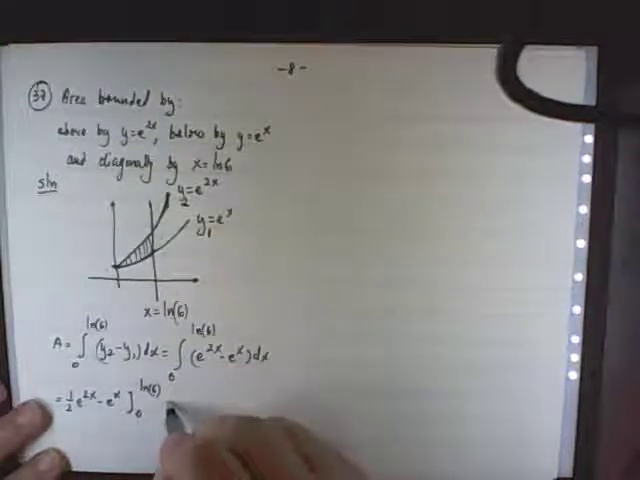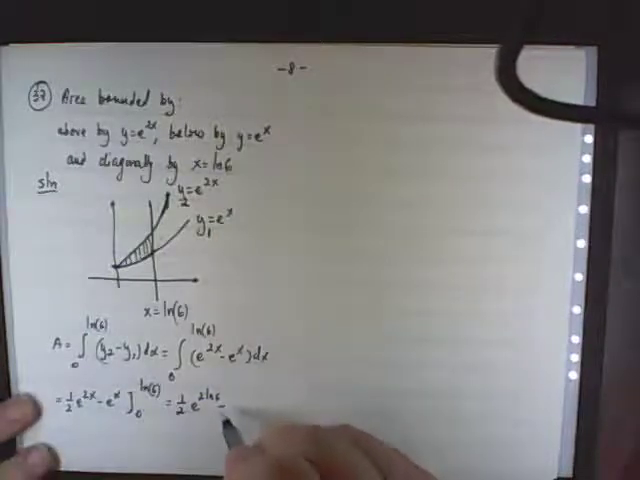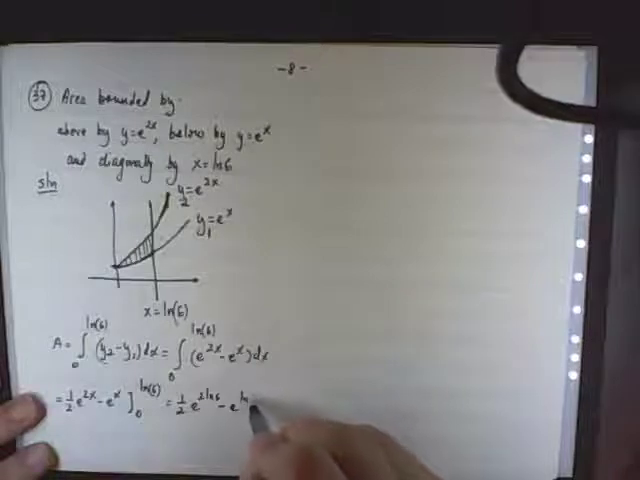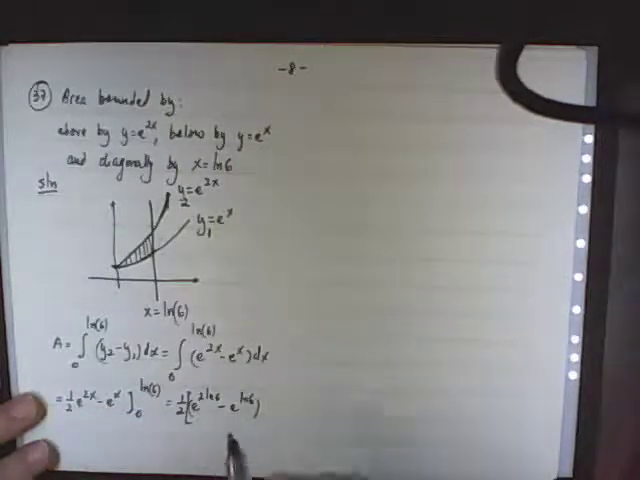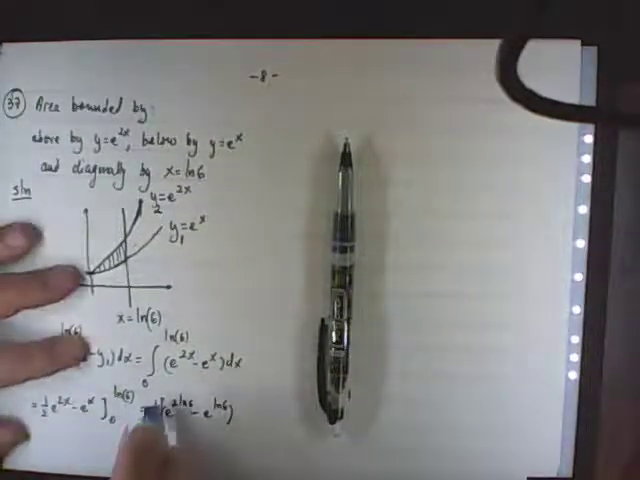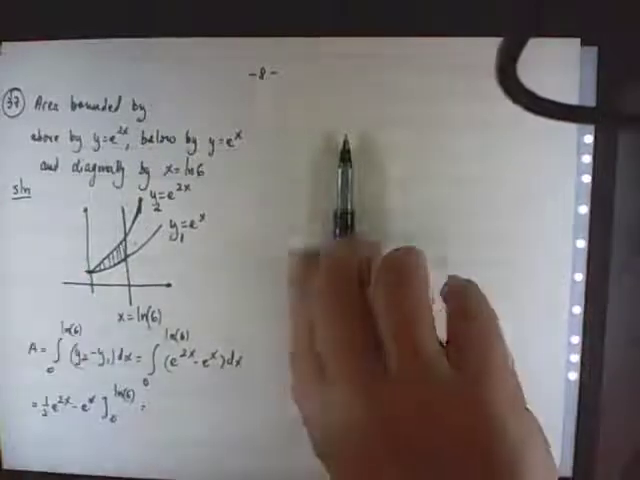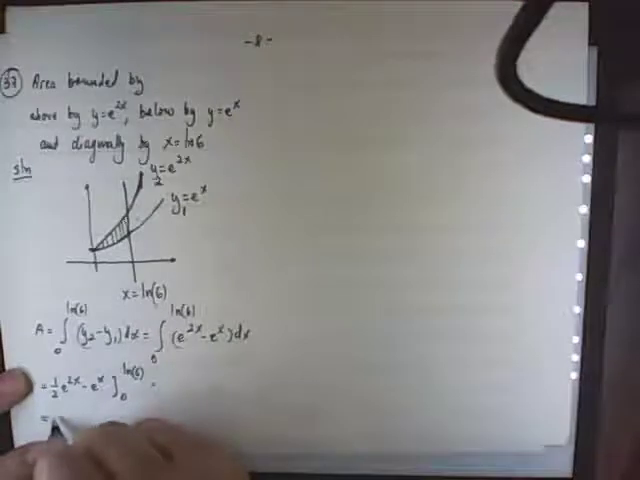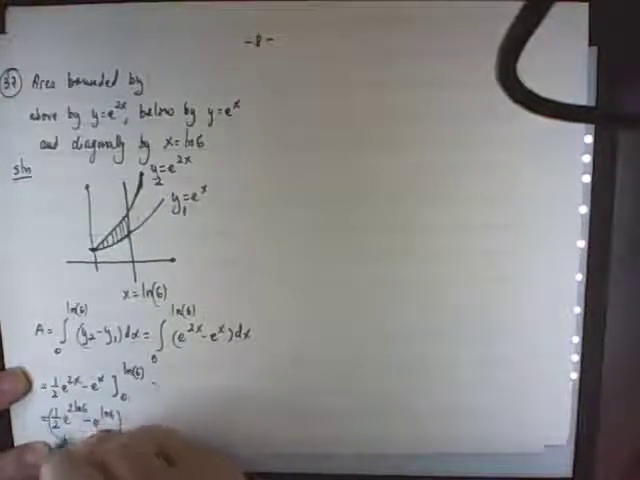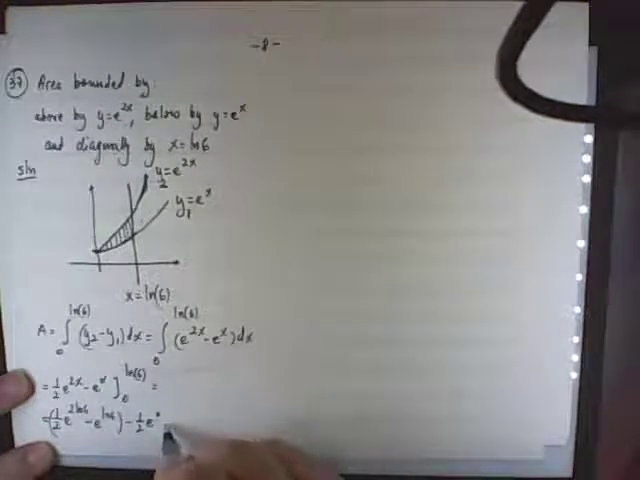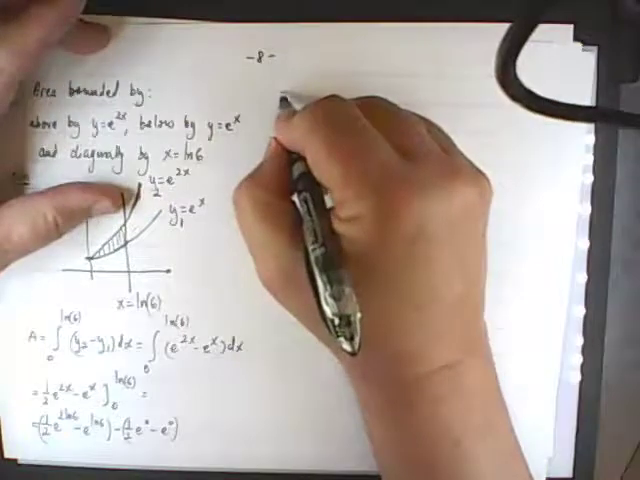So we end up having 1/2 e to the 2 natural log of 6, minus e to the natural log of 6, and minus e to the 0 is 1. Actually, the 1/2 is inside, not outside. I'll do it on the next slide. So again, for natural log of 6, we have 1/2 e to the 2 natural log of 6 minus e to the natural log of 6. And for 0, we have 1/2 e to the 0 minus e to the 0. Be careful, because we get used to disregarding the 0.